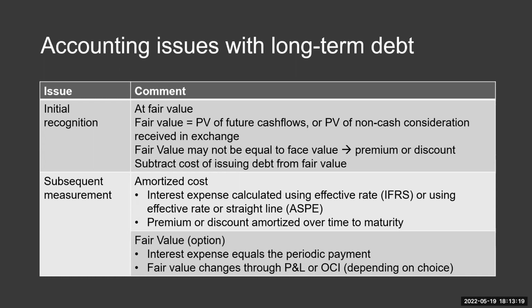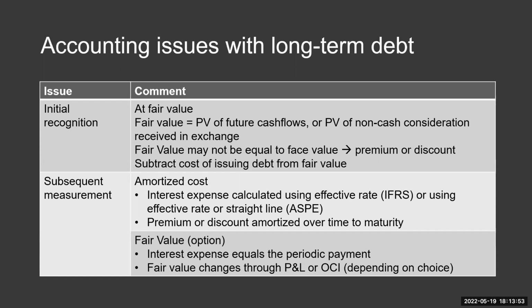Now, the amortization of any premium or discount is done using the effective interest rate, and that's at IFRS for you. ASPE allows companies, if they want to, to use the effective interest rate method, or it also allows companies to amortize any premium or discount using the straight line method. Just kind of simplifies life a little bit for the accountants. And hopefully we'll take a quick look at that.